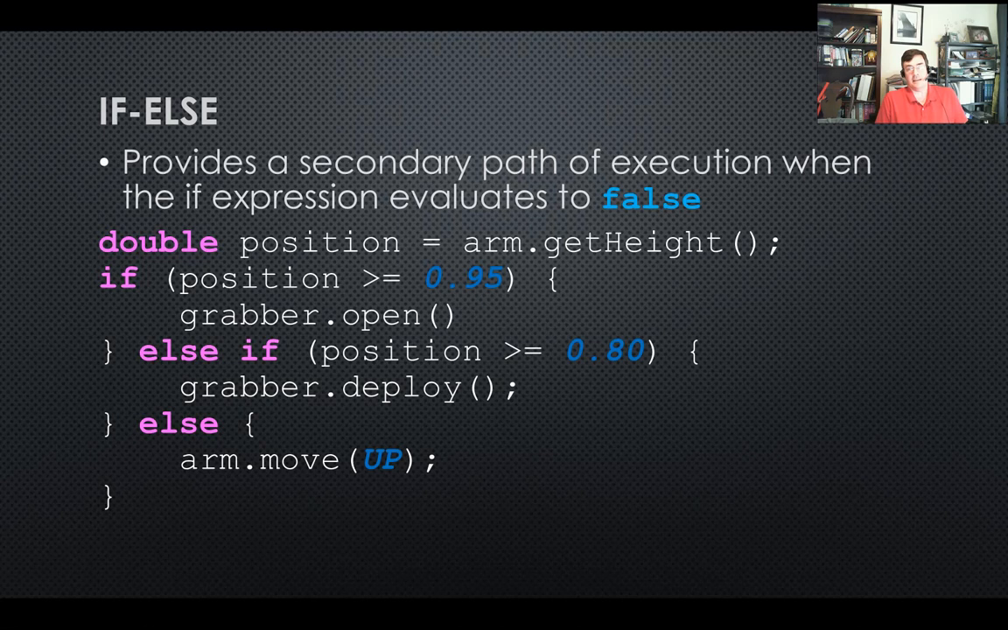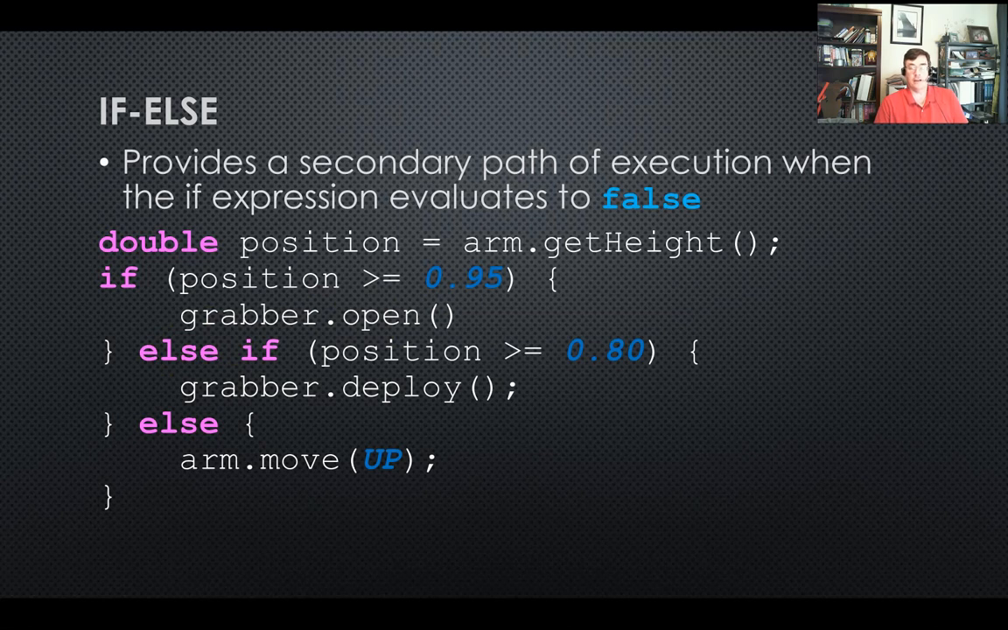If-else provides a secondary path of execution when the expression for an if statement evaluates to false. So let's look at an example of that. In this example, I have a variable position and I'm initializing it by invoking the getHeight member of arm and then assigning what that method returns to the position local variable. If that position value is greater than 0.95, we're going to open the grabber. We're going to invoke the member of the grabber. Else, we're going to execute one statement if the expression evaluated to false.